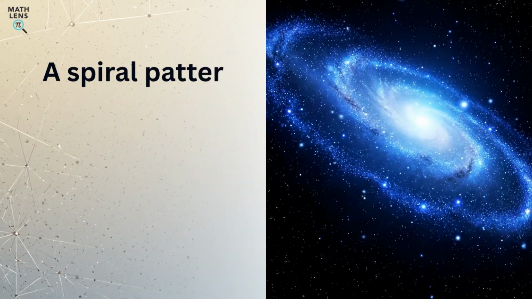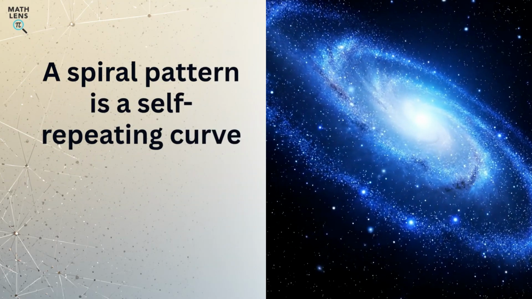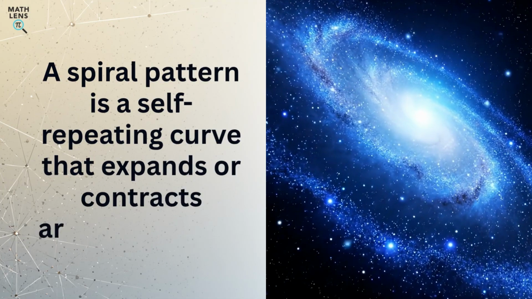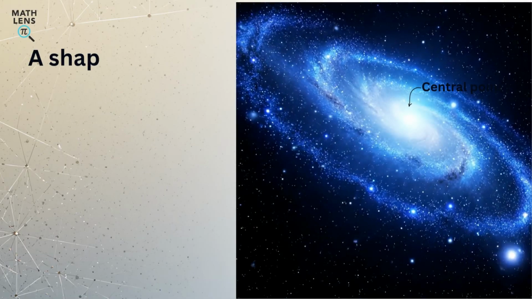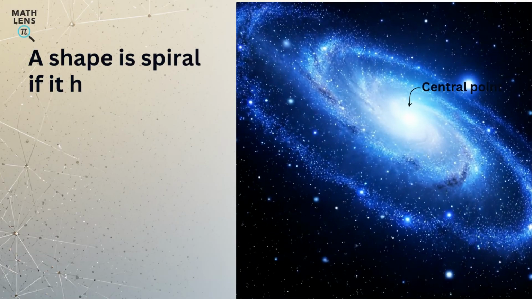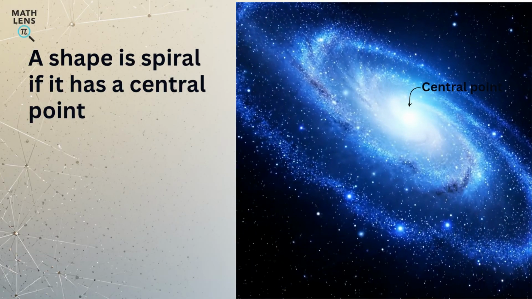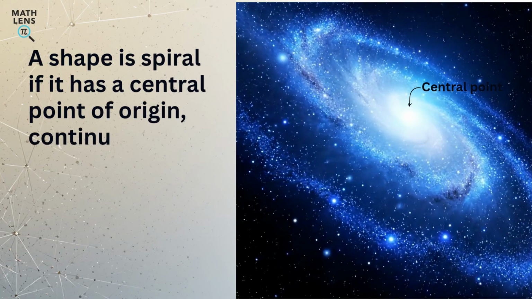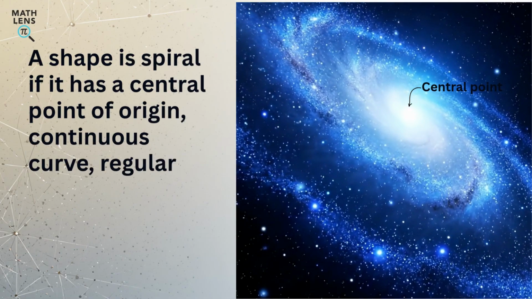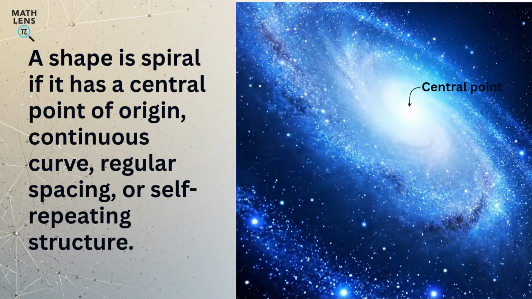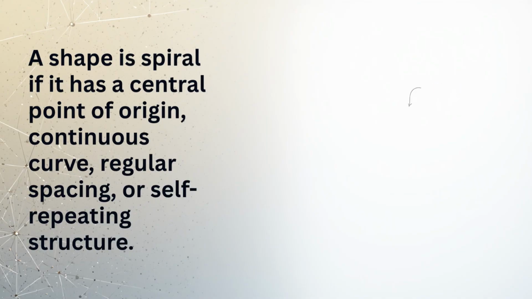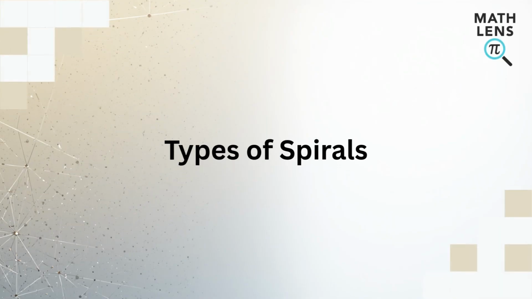The next visual pattern is the spiral, a captivating geometric pattern found in nature and design, defined by a self-repeating curve that expands or contracts around a central point. Key features include a central origin, a continuous curve, regular spacing, and a self-repeating structure, contributing to the beauty of spirals. Next, we will explore various types of spirals in nature and human creations.